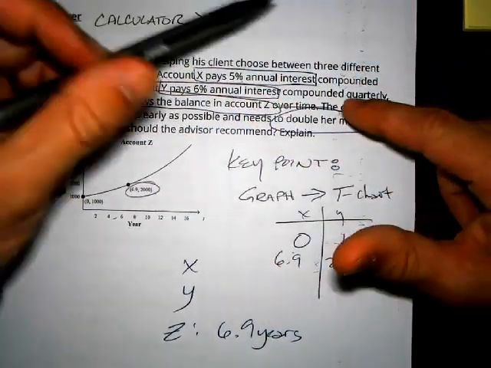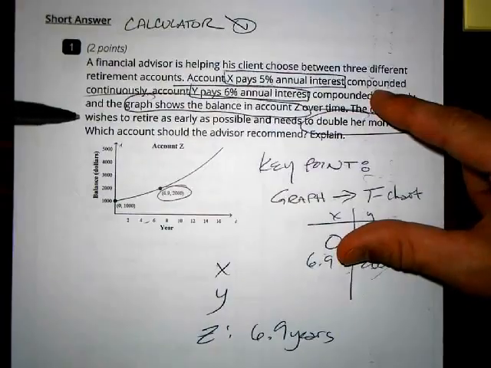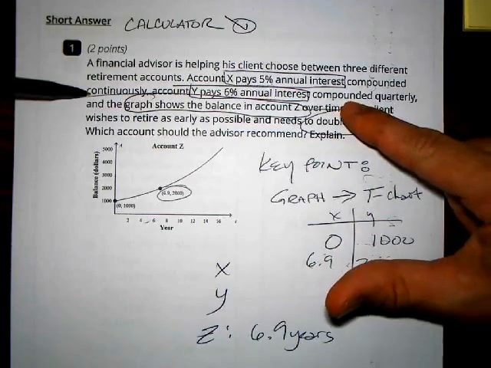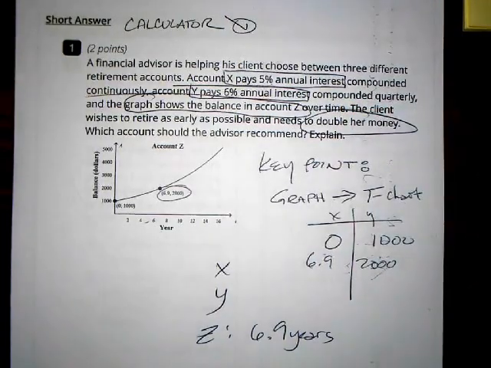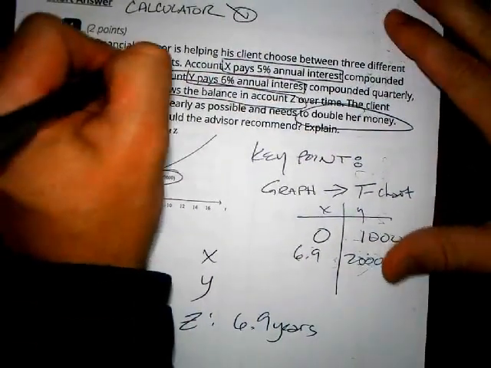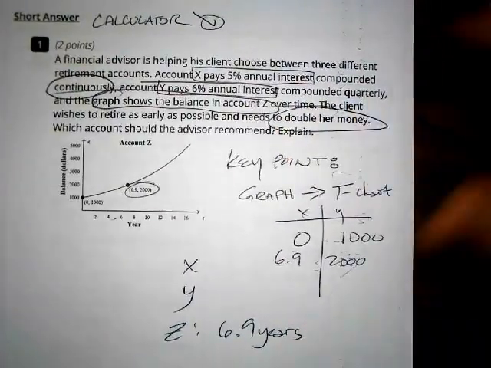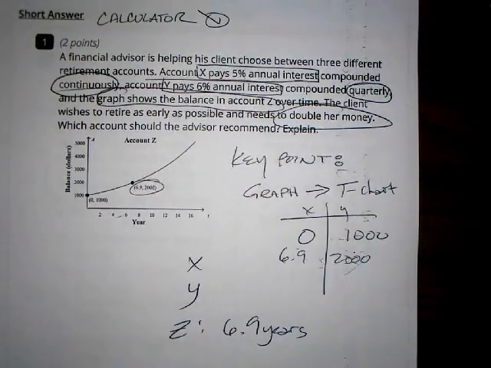There's one other thing that you can see here. They started adding in these new words, compounded continuously, compounded quarterly. Since we haven't seen those before, let's circle continuously. That's going to be important. Let's circle quarterly. For sure, that's going to be important.